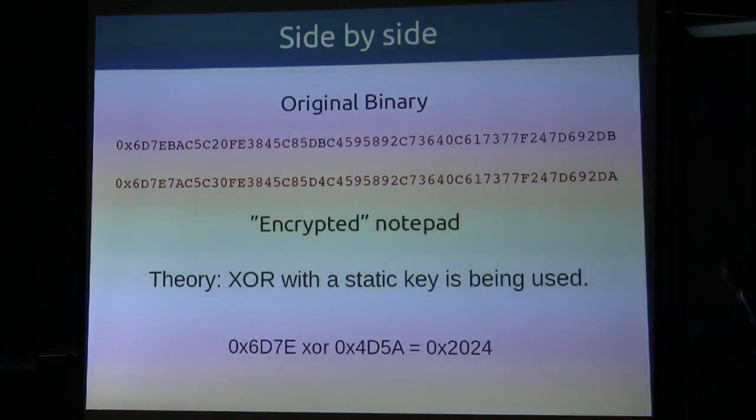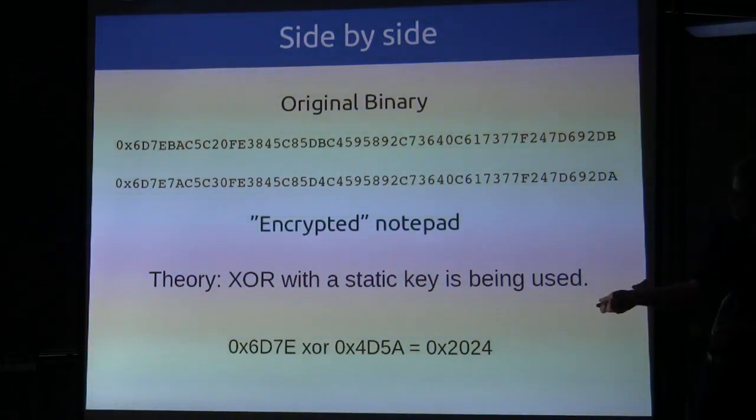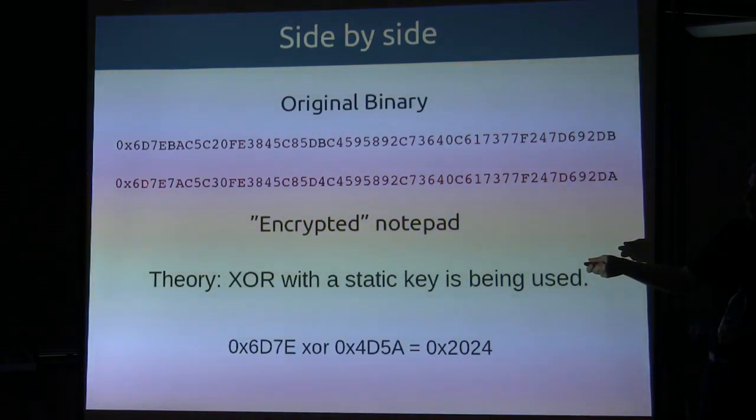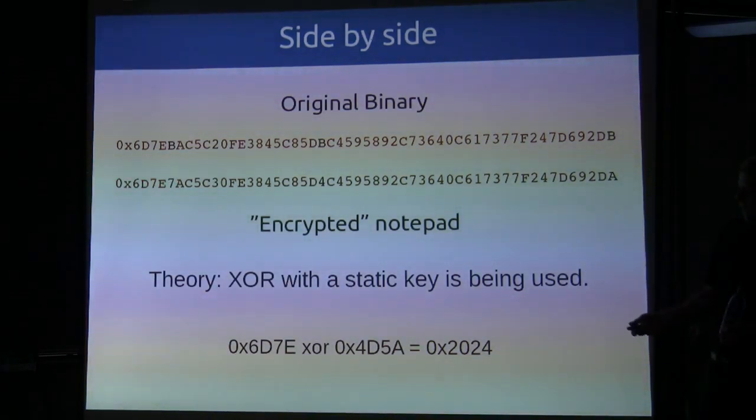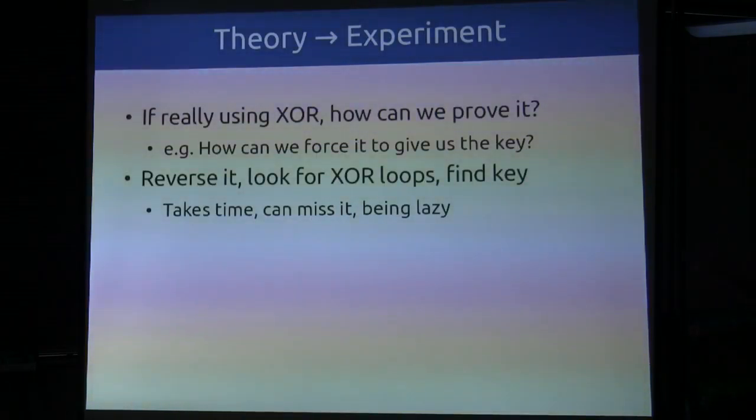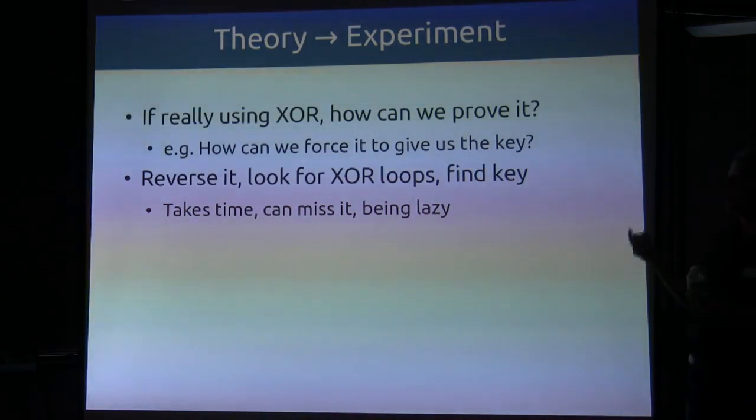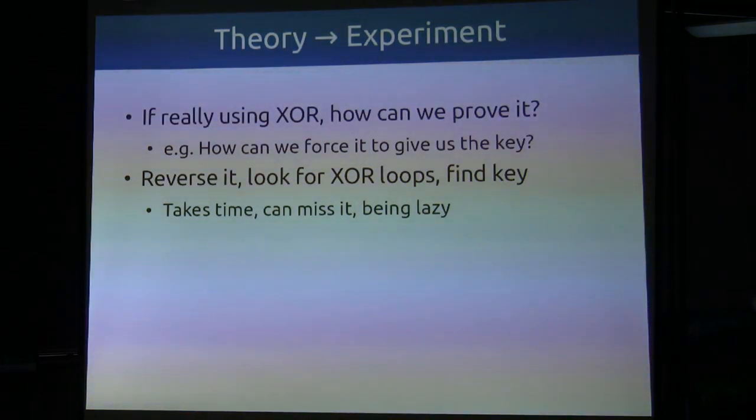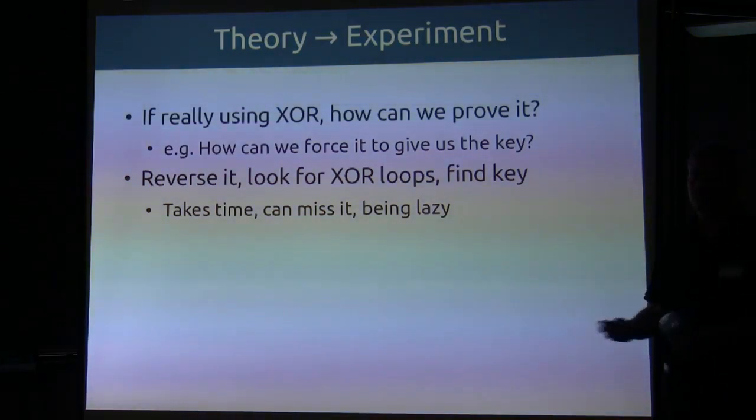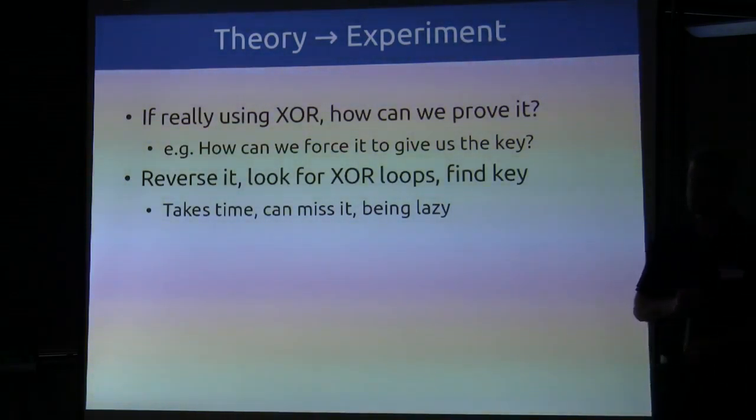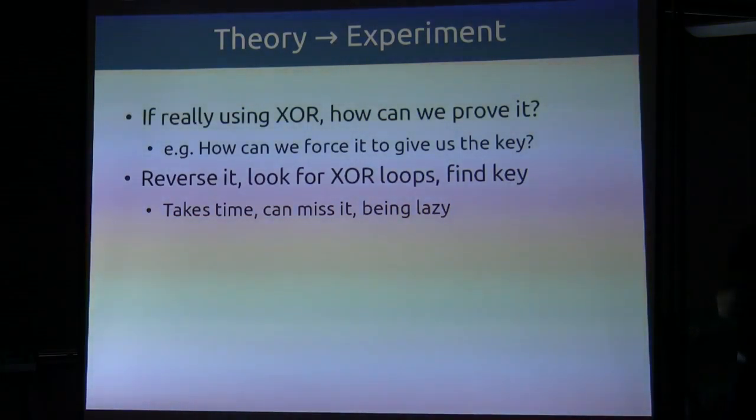One thing to notice that will be important in a second: when you take these first 2 bytes, 67E, and XOR it with 45A, which remember is the header of a Windows executable, the MZ, you get 2024. So just remember. So if it's really using XOR, how can we prove it? In other words, how can we force it to give us the key? One way is we can reverse it. We can look for XOR loops, find the key. But again, it takes time. It's easy to miss, and I'm lazy, so I don't want to go through that step.